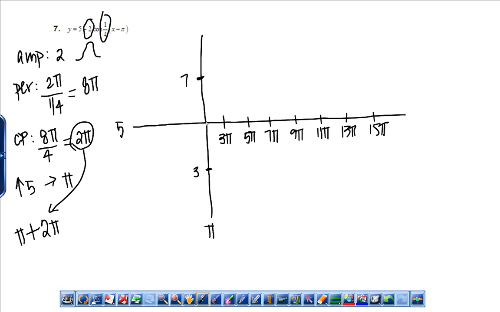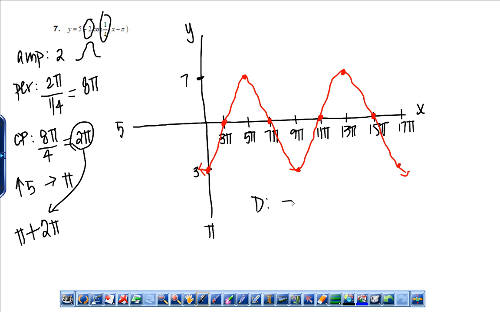So cosine does not start in the middle. It usually starts at the top, but this time we're going to start at the bottom, middle, and it looks like I need one more. So I'm going to go back and fill that in. Doing your domain, it's still the same, negative infinity to positive infinity because it keeps going. Your range, looks like it's going to be from 3 to 7.